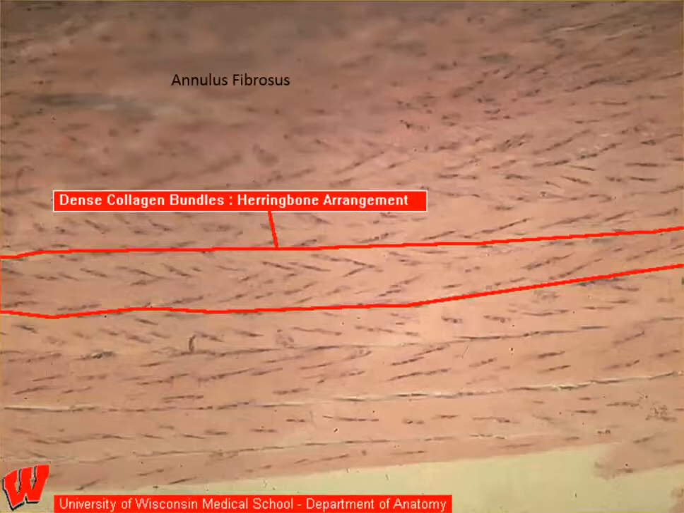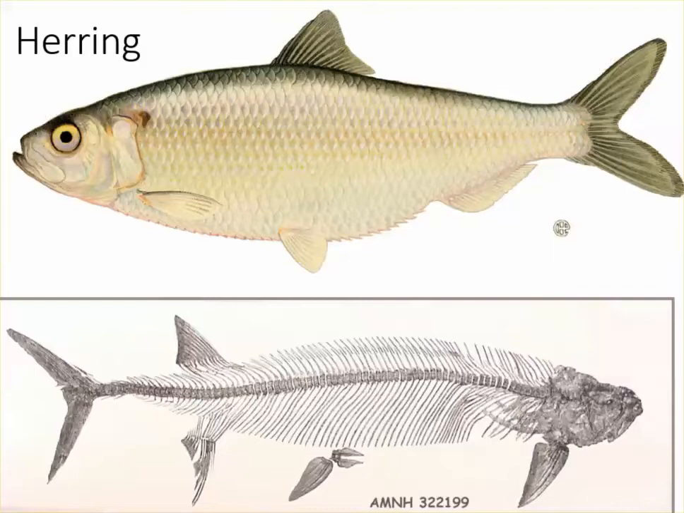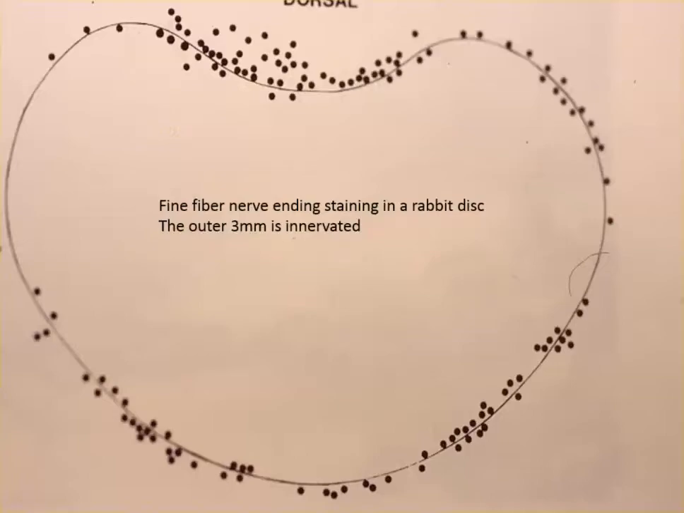Okay, so the annulus fibrosis, they call it a herringbone pattern. You can see this is the annulus fibrosis histology, and this is a herringbone jacket. And this is a herringbone fish, which is where you get the name from. So it just shows the angle of the collagen structures. Why is the annulus fibrosis important? Very richly innervated. This is staining of fine nerve endings, which are the pain nerve endings in the disc. And you can see the middle is not innervated at all. The outside, the annulus fibrosis, is very richly innervated. So this explains why disc injuries are extraordinarily painful.